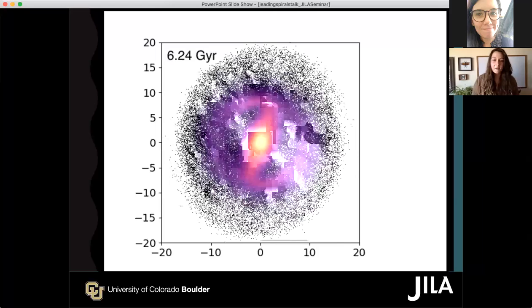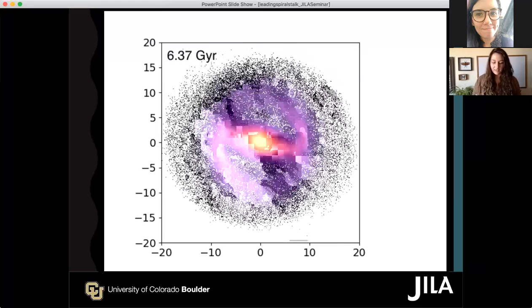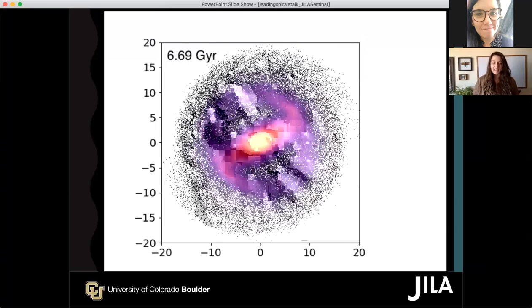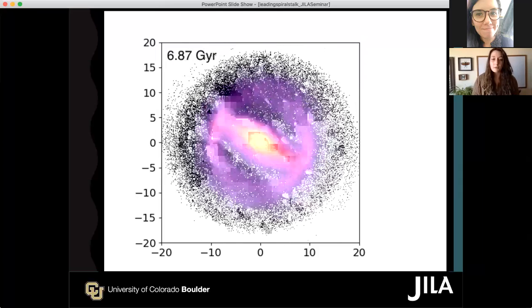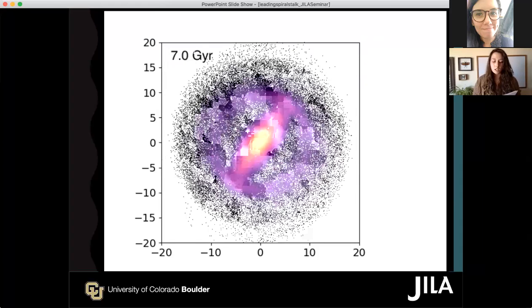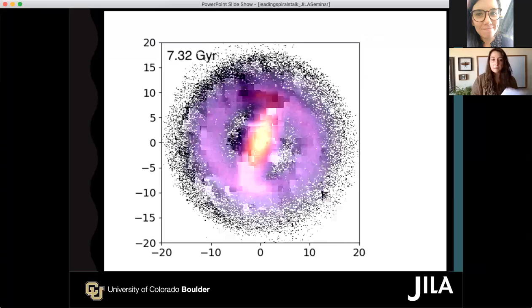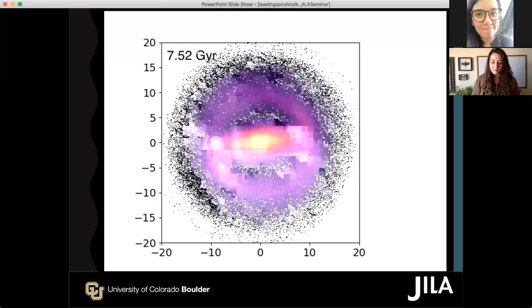So here you can see them. They're really strong and beautiful. As I said, they exist for a long time, about 3 full gigayears in the simulation. The X and Y axis here are just kiloparsecs.